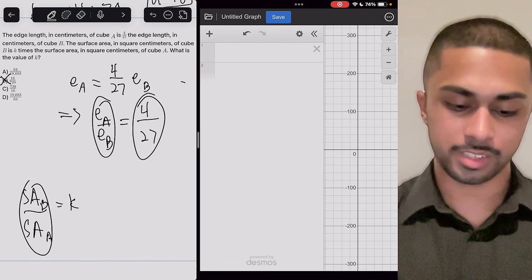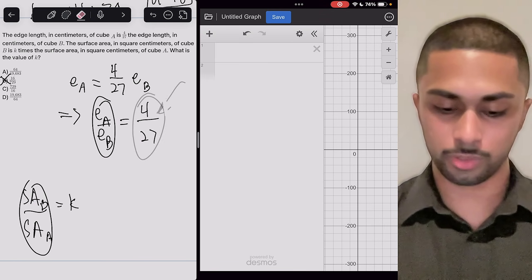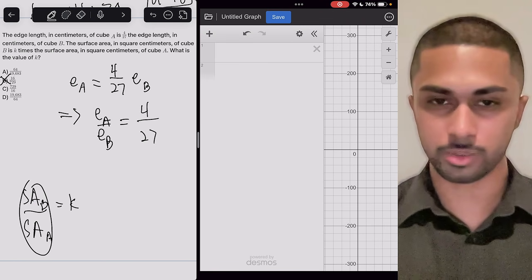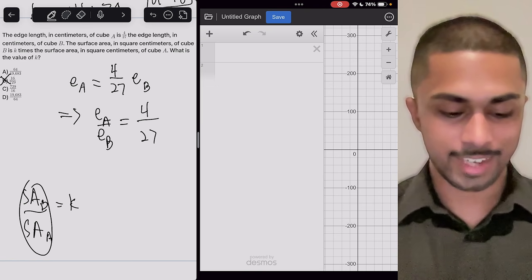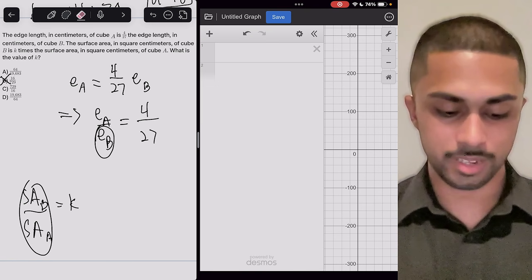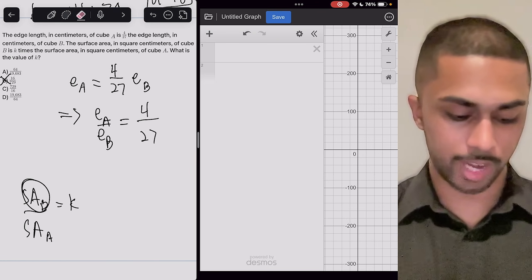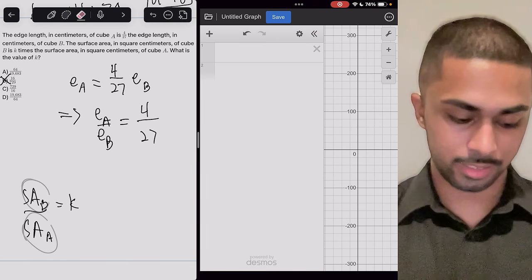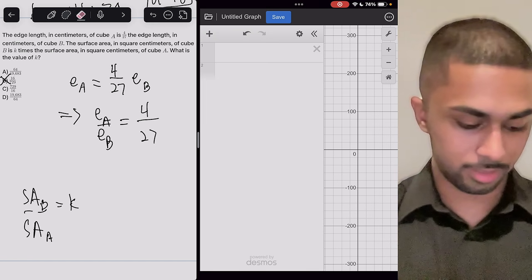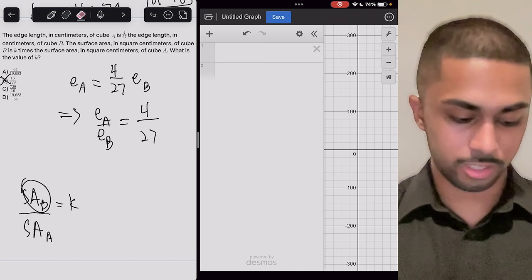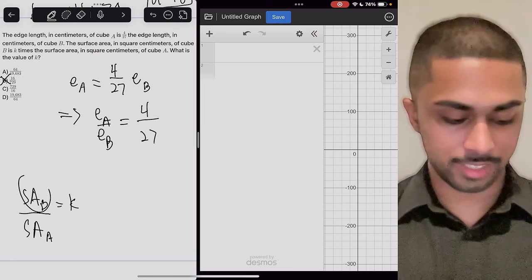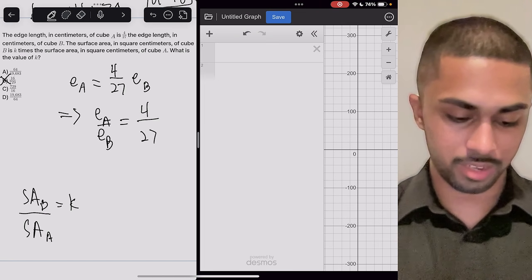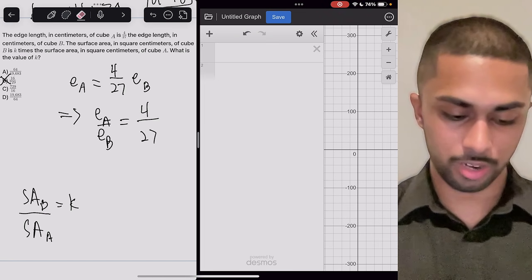Why can't we just take the scale factor, because 4/27 is the scale factor, and just square it? Because it's the wrong scale factor. It's the scale factor of a to b when we want the scale factor of b to a. So the reference matters, or which shape is in the numerator. In this case, the shape that's in the numerator is the b. So we want the b in the numerator here.